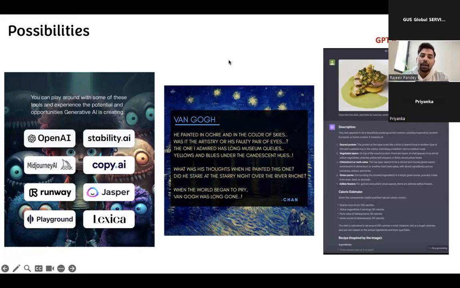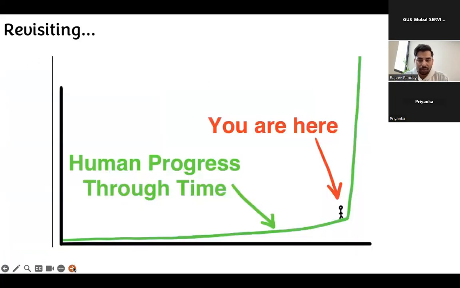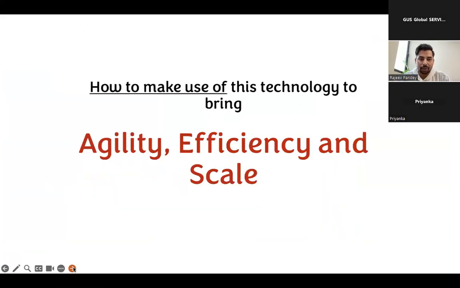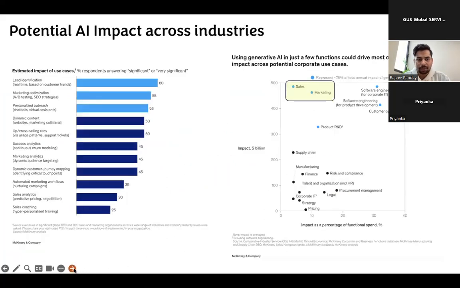So imagine, technologies are reaching a stage when they're able to learn this so much faster. Like I said, we are on the verge of a point when the world is going to change around us. And the only way to make use of this technology is to bring agility, efficiency, and scale around anything and everything that we do. And that is the core of any business that comes around us, right? That's why this session is precisely about marketing and sales.